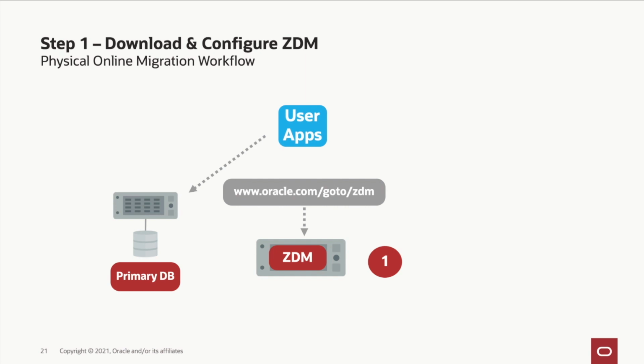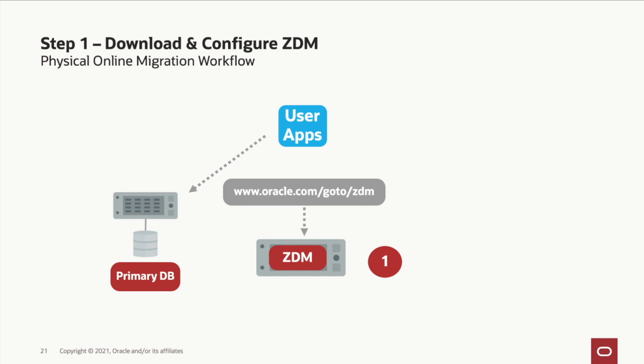So the first step, of course, is to download ZDM. You can do so by going to ZDM's product website, www.oracle.com/go-to/ZDM. You'll download ZDM on the server node where you are going to be running ZDM. As I mentioned before, the requirements are minimum. We just want to have Oracle Linux 7 running there and some other minimum requirements. You can see more in our documentation, which you can find on the same website where you can download ZDM.